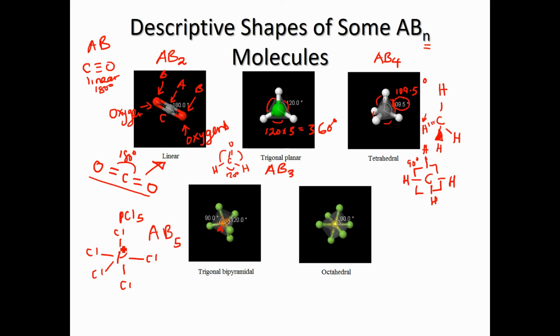So the bond angle here is 90, but the bond angle here is 120. There's a mixture of bond angles. Where you have a mixture of 90 and 120 degrees, that's trigonal bipyramidal, because on top you're making a pyramid. This should be away, this should be towards, that should be on the plane. On the top you're making a pyramid.